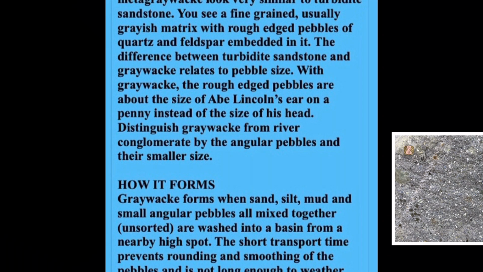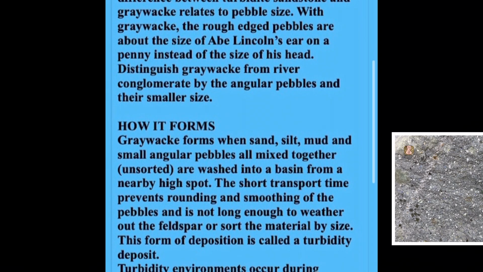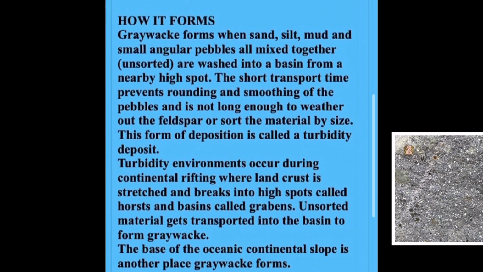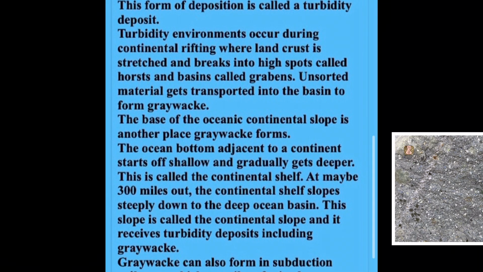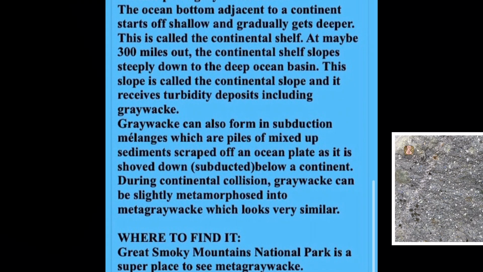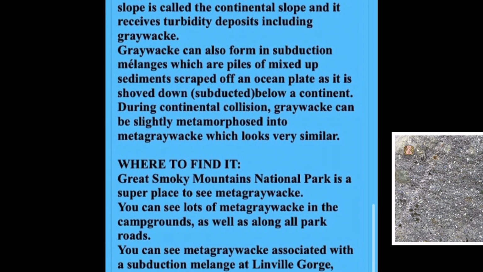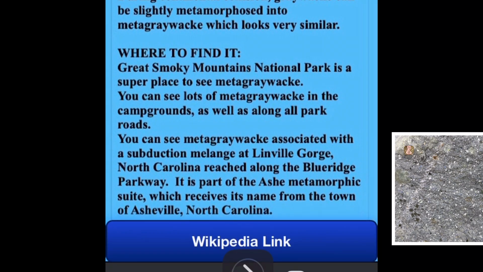You see a fine-grained, usually grayish matrix with rough-edged pebbles of quartz and feldspar embedded in it. The difference between turbidite sandstone and greywacke relates to pebble size. With greywacke, the rough-edged pebbles are about the size of Abe Lincoln's ear on a penny instead of his head. Okay, greywacke forms from turbidity currents, and then down here we see where to find it, Great Smoky Mountains National Park. That sounds like a smoking gun to me.